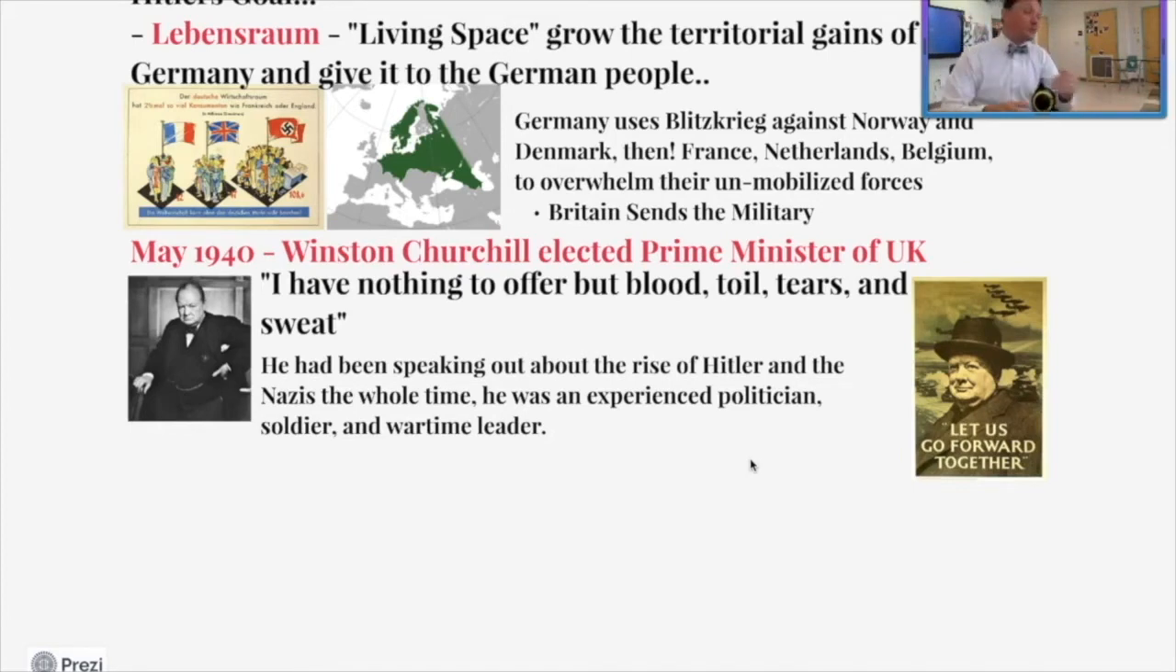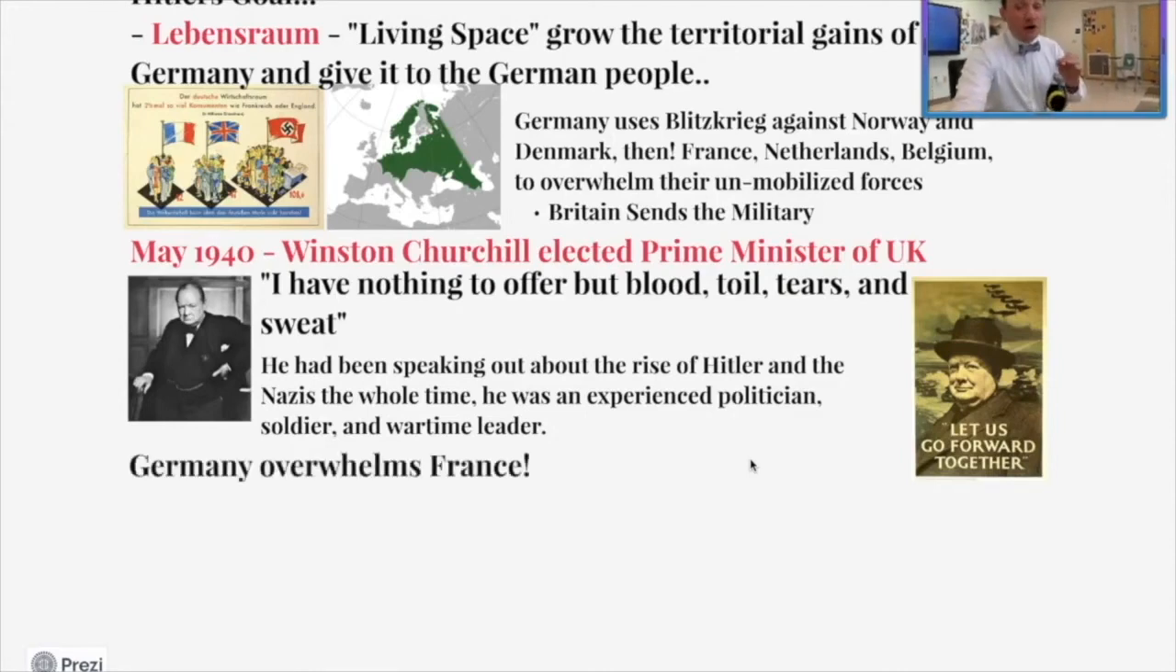He actually was a member of parliament all the way back in the First World War, right? And a part of the War Commission during the First World War. He was an experienced politician. He was a soldier himself and was a phenomenal wartime leader. Regardless of his politics, because some people believe that he was politically less inclined, I disagree. I think he was the right person to lead Great Britain during this war, right?